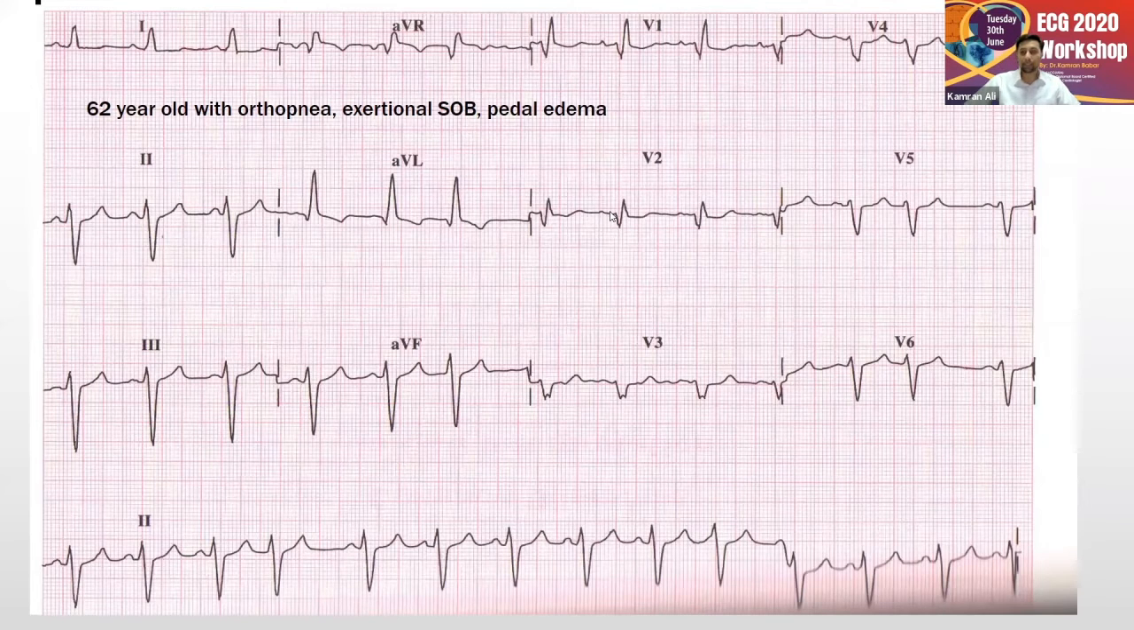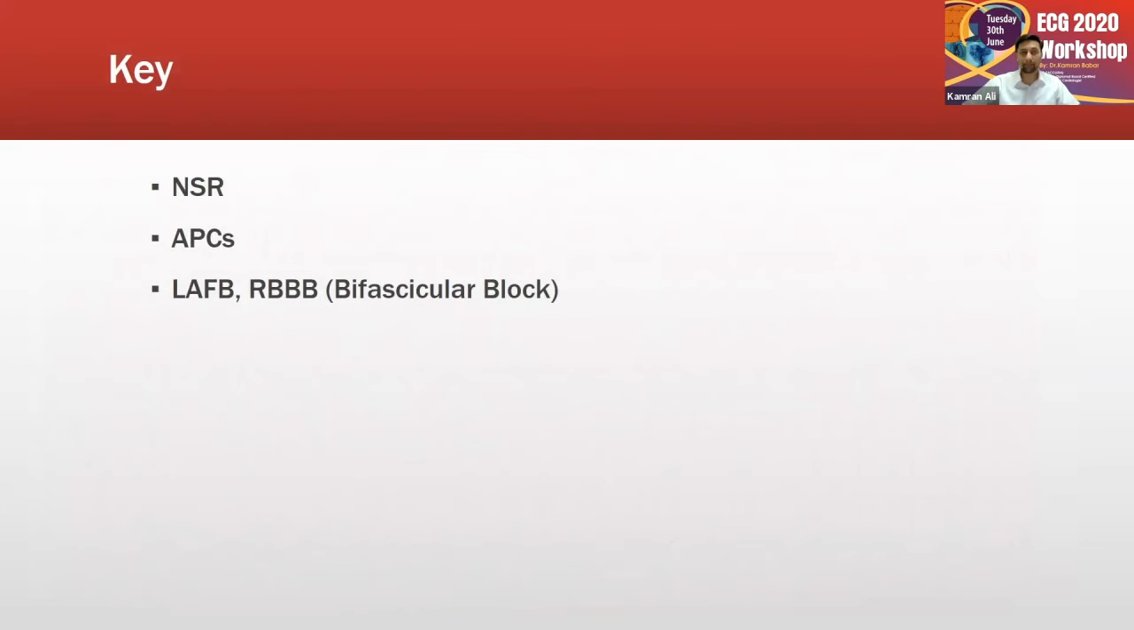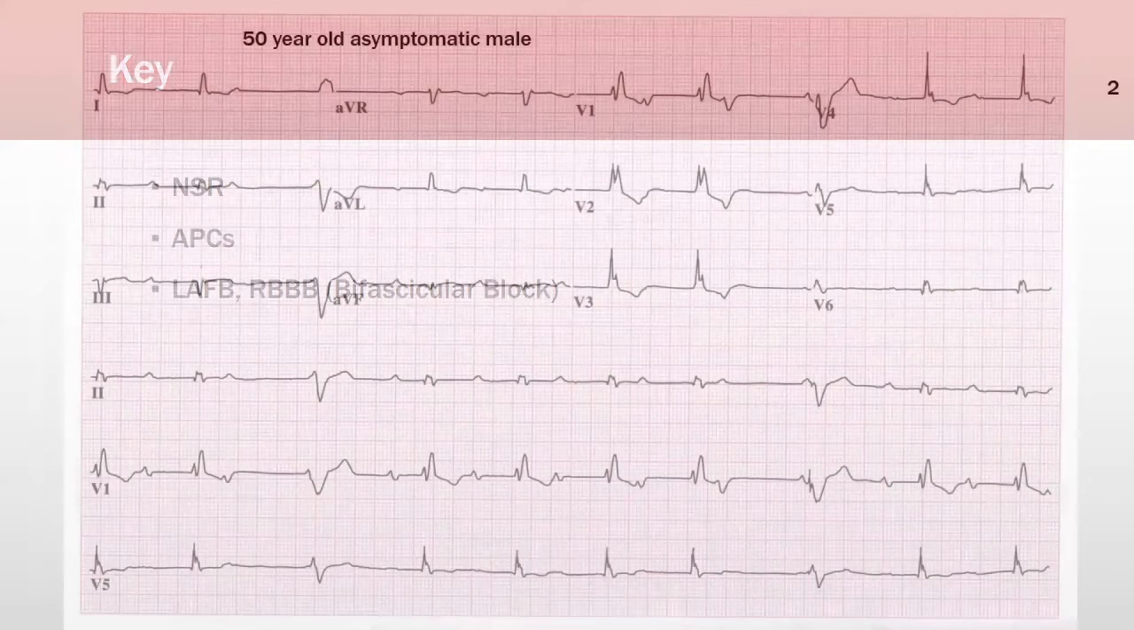So the diagnoses in this ECG are three: normal sinus rhythm, APCs, and then a bifascicular block with a left axis deviation. So it's a left anterior fascicular block and right bundle branch block. Okay, so just simple diagnoses, looking at the ECG methodically. All right, coming to the next one.